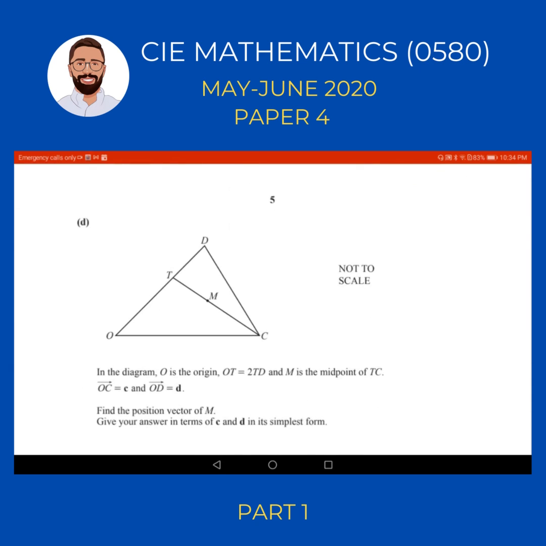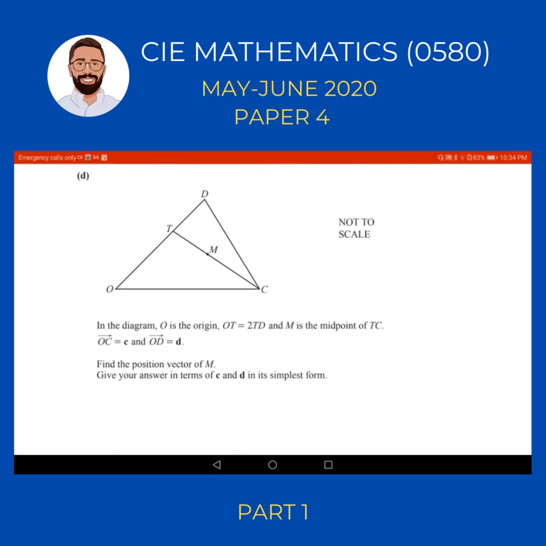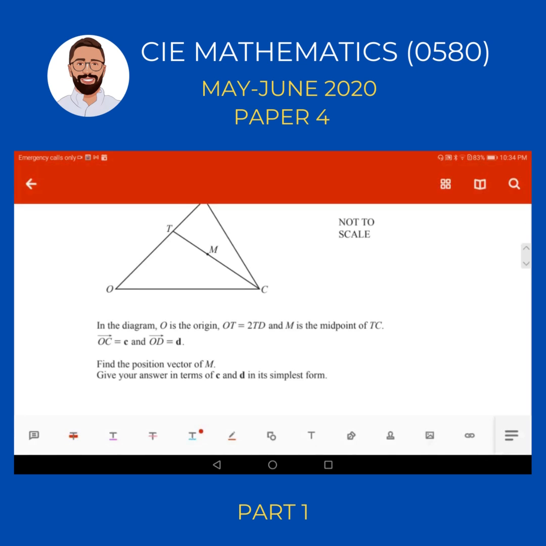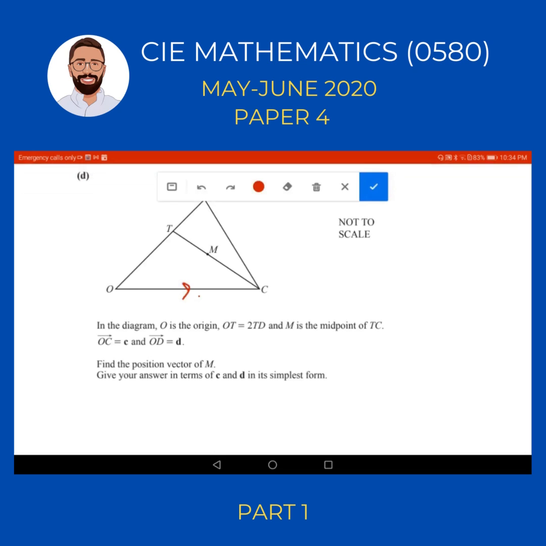Now, in part D, this is a vector geometry question. It says in the diagram, O is the origin, OT is twice TD, and M is the midpoint of TC. OC is C, and OD is D. We need to find the position vector of M. So the position vector of M means OM. So we need to find OM.